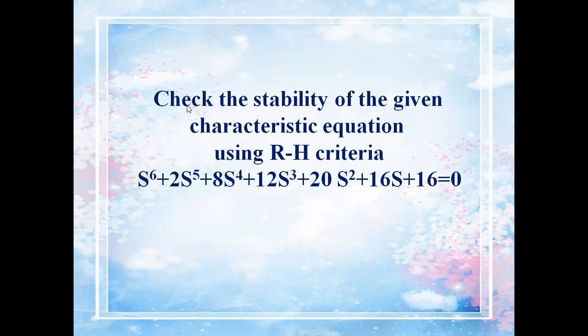Today, the question is like this: check the stability of the given characteristic equation using Routh criteria. So s to the power 6 plus 2 s to the power 5 plus 8 s to the power 4 plus 12 s to the power 3 plus 20 s square plus 16 s plus 16 equals 0. This is the question. It is given in the question paper also.